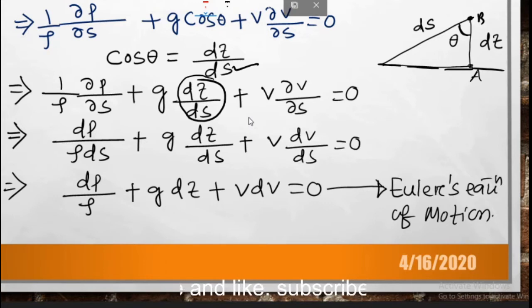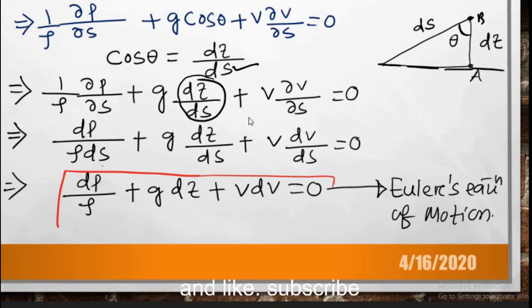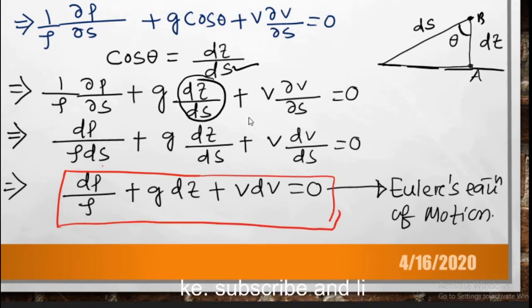As it is only a function of one variable, we can write the partial derivative in the form of a direct derivative. So 1 by rho dp by ds plus g dz by ds plus v into dv by ds. If you remove the ds part, the final equation is dp by rho plus g dz plus v dv will be equal to 0. This equation is called the Euler equation.